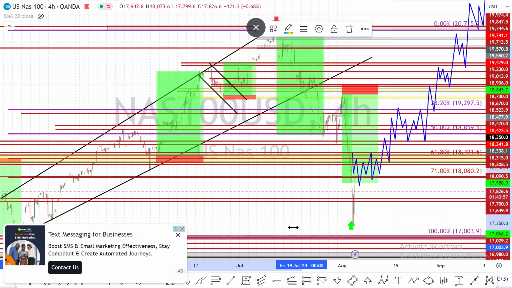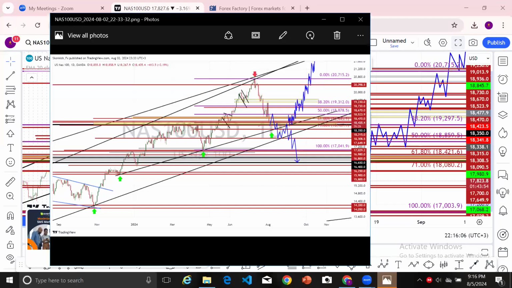Before I continue, I just want to show you the previous analysis I had. I was saying if we have rate cuts, this is what I'm expecting. If we have rate hikes or rates are kept constant at the level they are, which is high already, this is what I'm expecting, a bullish run.